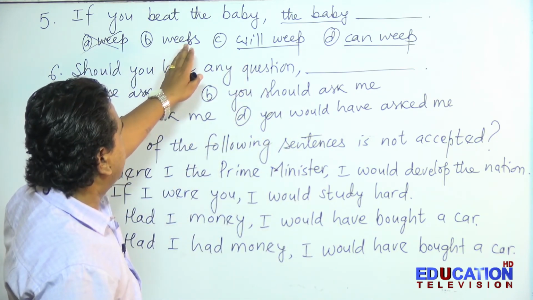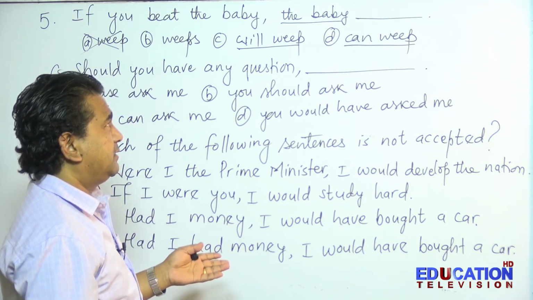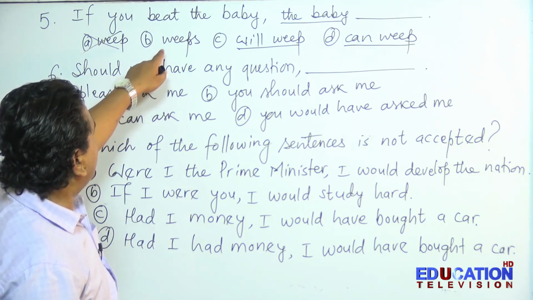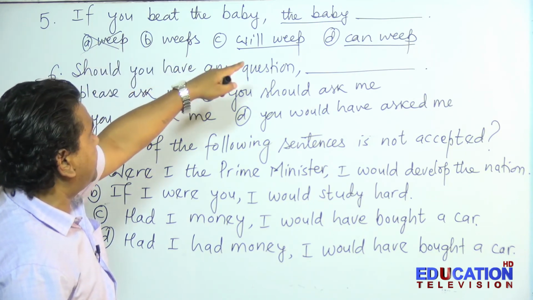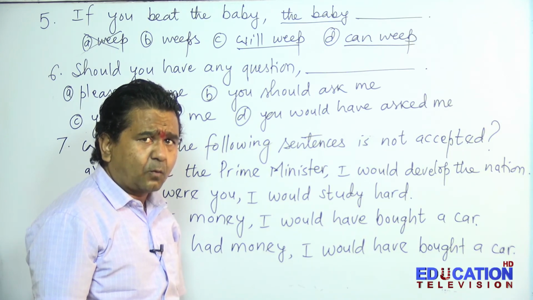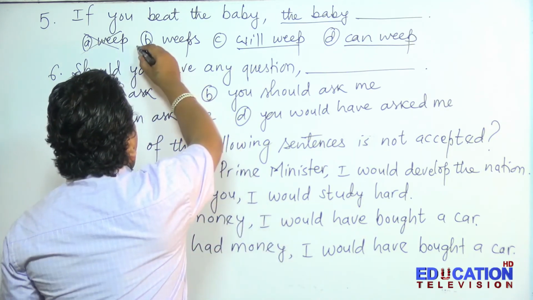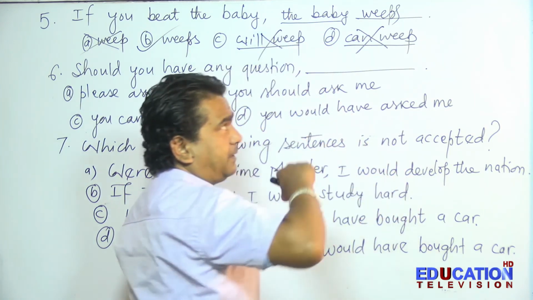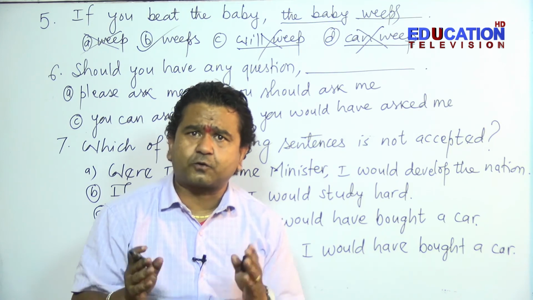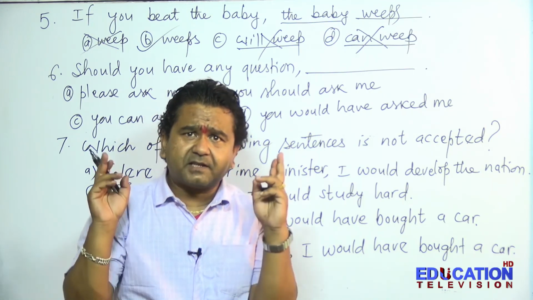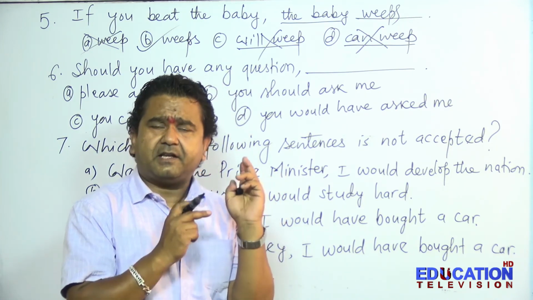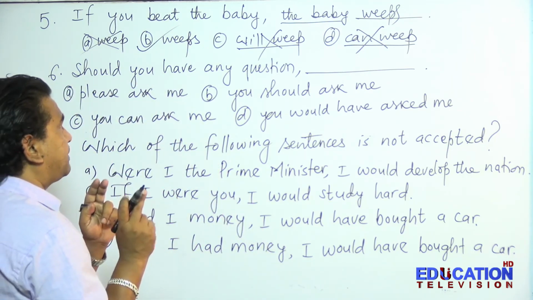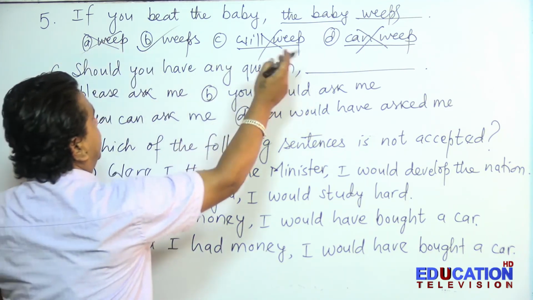Now let's see the third one. Will weep means possibility. Can weep, possibility, all right, or ability. But let us see the verb weeps. If you beat the baby weeps. Will that be correct? Yes. Why? Because this is natural. When you beat the baby, it's natural that the baby weeps. So your answer would be weeps, not can weep and will weep. Even if structurally it is correct, but see the sense also. It is not only the structural thing, but even the exceptions. And I have written the rule for the exception. If something is natural, both sides can be simple present. So, if you beat the baby weeps. This is the answer.